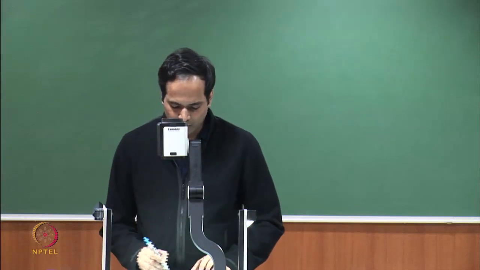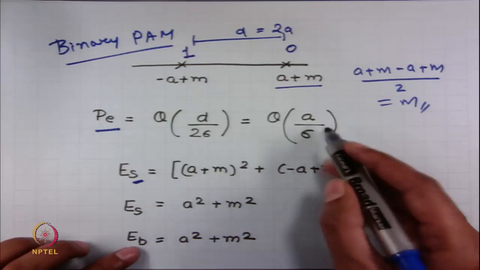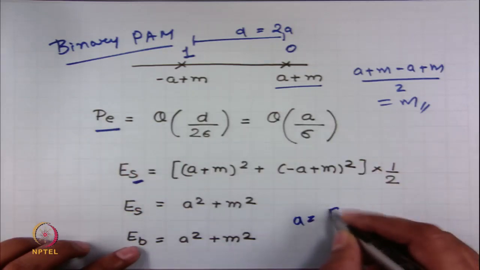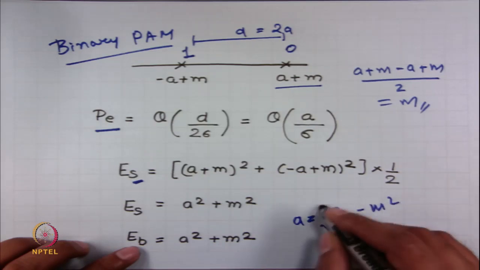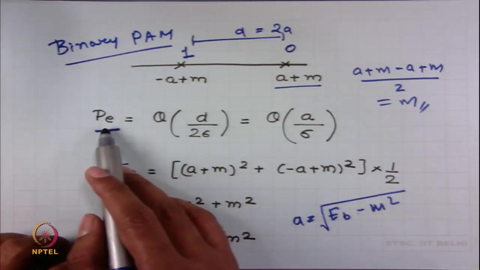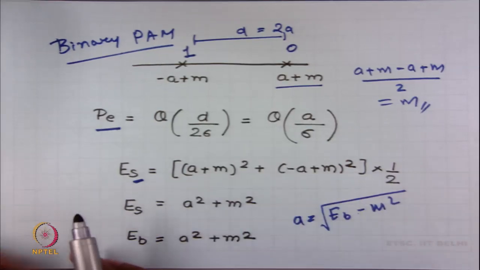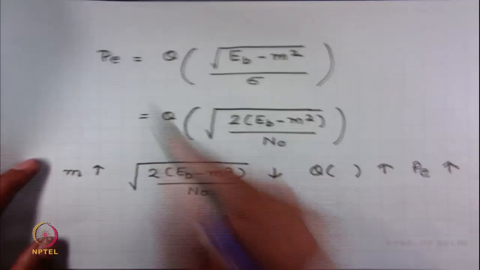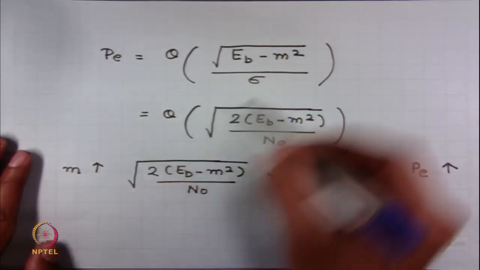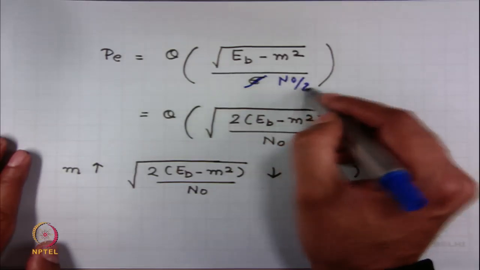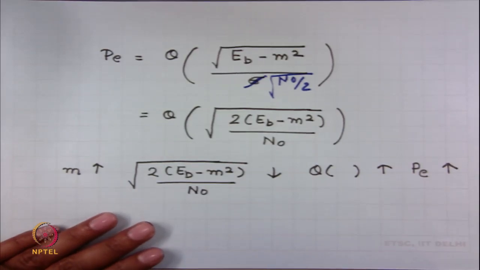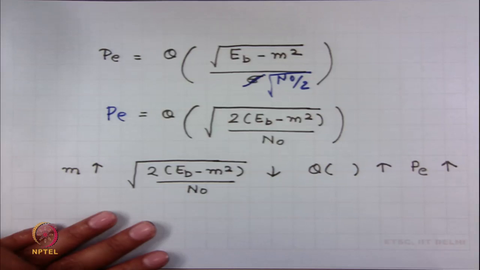So, if I want to find out bit error performance in terms of E b, A is simply square root of E b minus m square. Because bit error rate is Q of A by sigma, bit error rate is also Q of square root of E b minus m square by sigma, and you can also substitute sigma as square root of N naught by 2, and you get this expression. So, this is the probability of error in terms of bit energy.